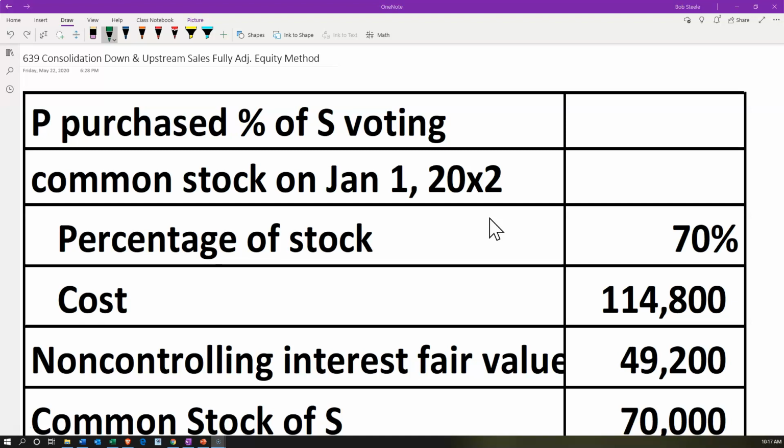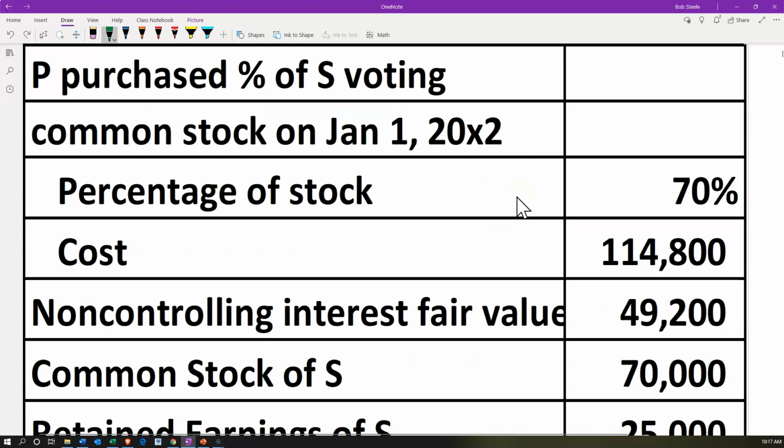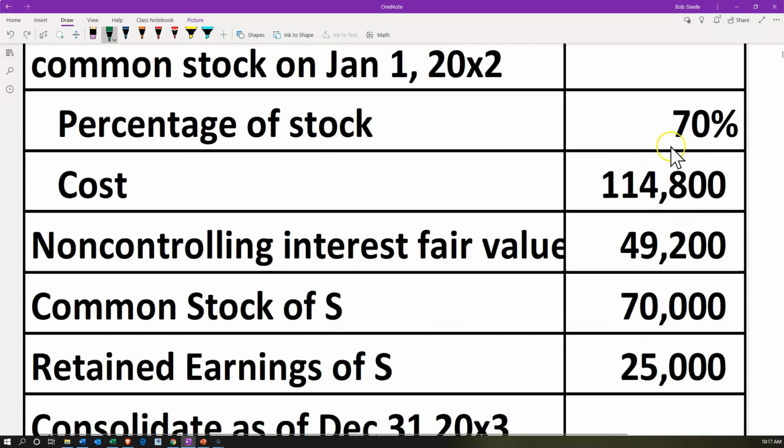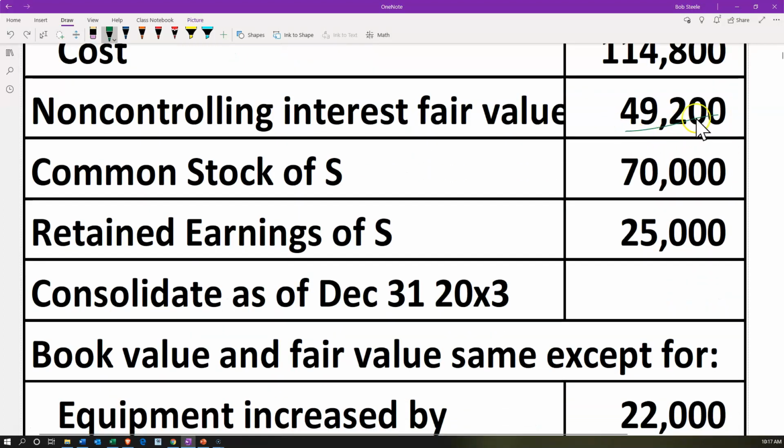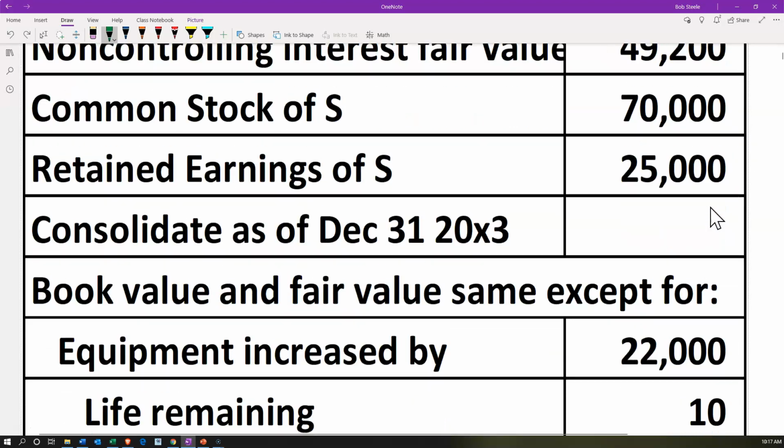P purchased the common stock on January 1st, 20X2. So the purchase took place in 20X2. The percentage of stock was 70%, so that's going to be the controlling interest, meaning 30% will be the non-controlling interest. The cost, or what P purchased the 70% interest for, was $114,800. The non-controlling interest is going to be $49,200, and that means that this is going to be the non-controlling interest at the point in time of purchase valuation, so that we'll use that to calculate our goodwill.